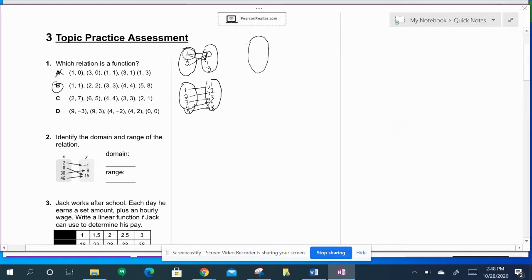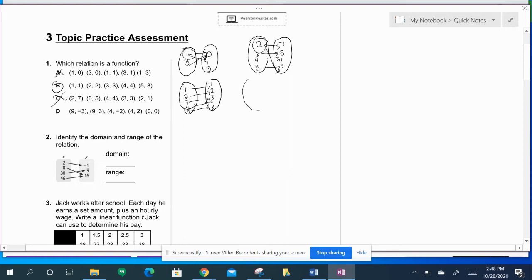I'm not sure if this is a select all that applies, so I'm going to go ahead and check the others. So C, my domains are 2, 6, 4, 3, and I see a repeated 2, so I don't need to write that again. 7, 5, 4, 3, and 1 are my ranges. So 2 goes to 7, 6 goes to 5, 4 to 4, 3 to 3, and 2 also goes to 1. So again, 2 makes that one not a function.